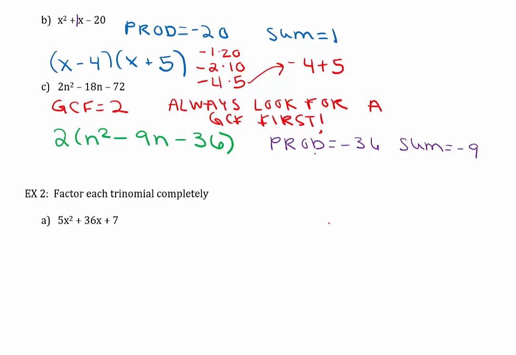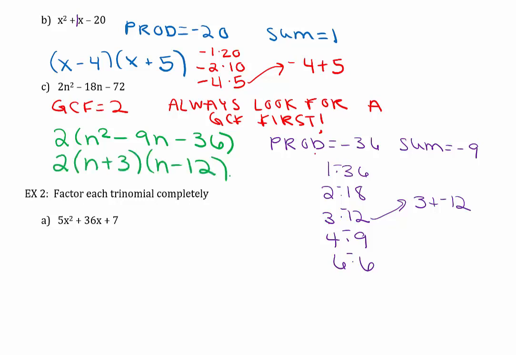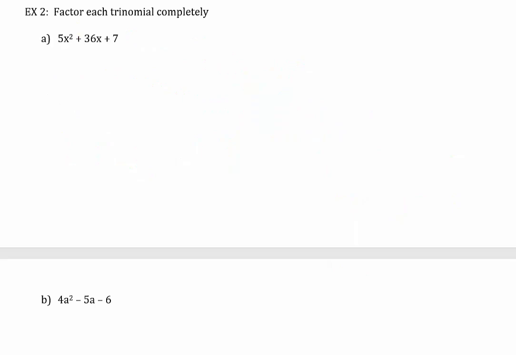So now I need to find two numbers that have a product of negative 36 and a sum of negative 9. So I make a list of all the ways I can get a product of 36. 1 and 36, 2 and 18, 3 and 12, 4 and 9, 6 and 6. And this time I want a negative sum. So that means the larger number has to be negative. Of this list, 3 and negative 12 is the one that adds up to negative 9. So in factored form, I'm going to keep that GCF, the 2, in front of the problem, and then the trinomial gets factored as n plus 3, n minus 12.